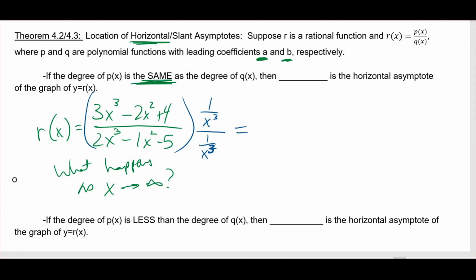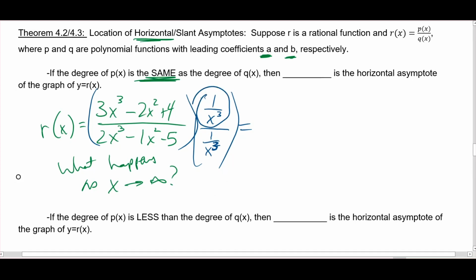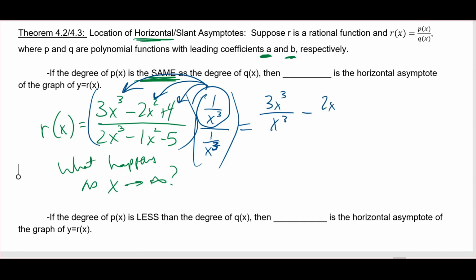As long as x is not 0, this is an okay thing to do because we can multiply anything by 1. Multiplying any number by 1 gives the same number. So we're multiplying by 1, just a well-chosen value for 1 that's going to do something convenient. When we distribute this term through the numerator, it gets multiplied by each term. What we get is 3x cubed over x cubed minus 2x squared over x cubed plus 4 over x cubed.